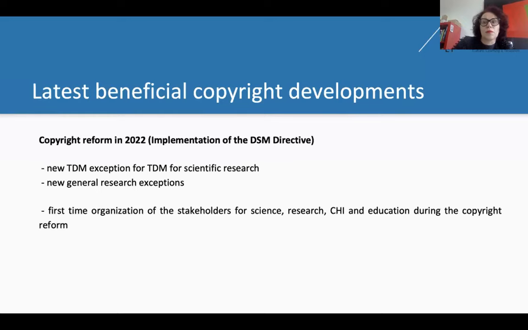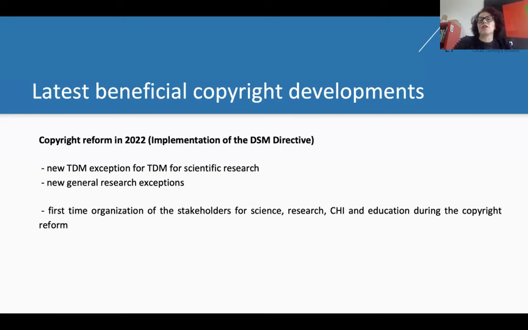There is also one problem: content on the open web is sort of omitted from the Slovenian implementation. So I'm looking forward to the future, when some beneficiaries who actually understand what the TDM copyright exception is about will try to challenge this in front of the European Court of Justice. So many interesting things ahead. But this is about the copyright development and about the Copyright Act.